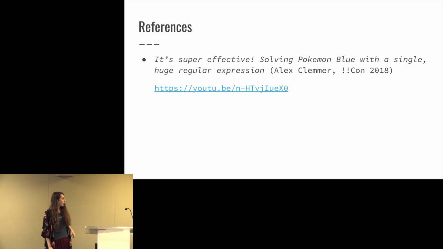This is the talk that I got this from. Someone proposing that you could solve Pokemon Blue like this. I think it's a little bit computationally infeasible, but there we go.